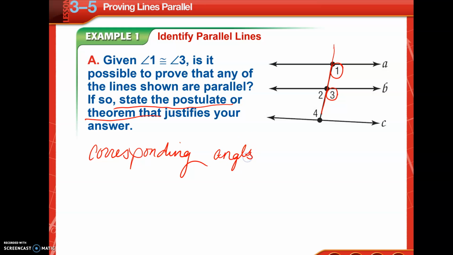One's interior, one's exterior. So then since these are congruent, that means a couple lines are parallel, and the lines they would be are the ones that they're each individually on. So they're both on this one, so that's my transversal. 1 is on A and 3 is on B, so that would make A parallel to B.